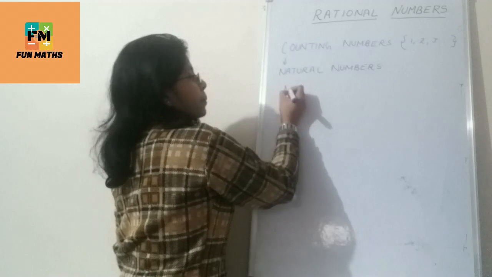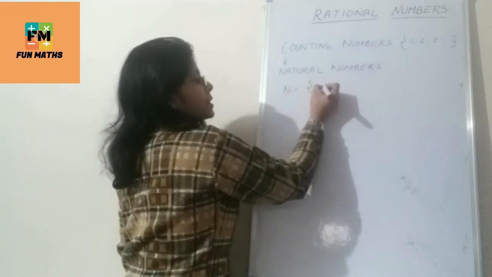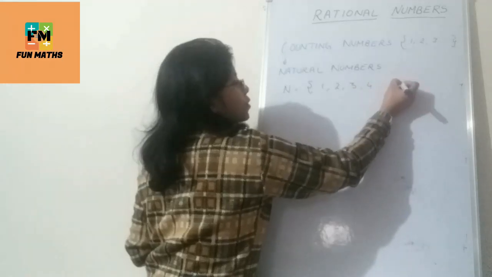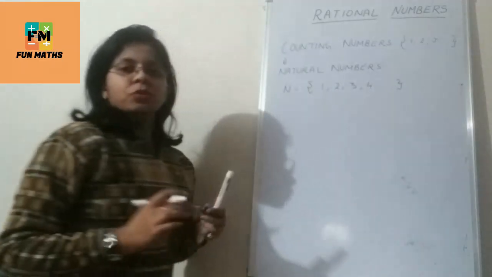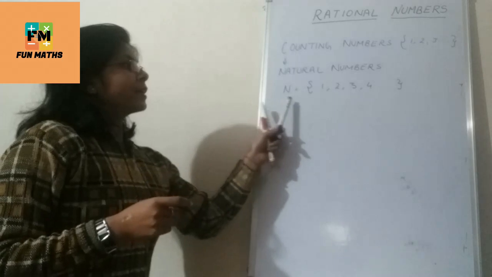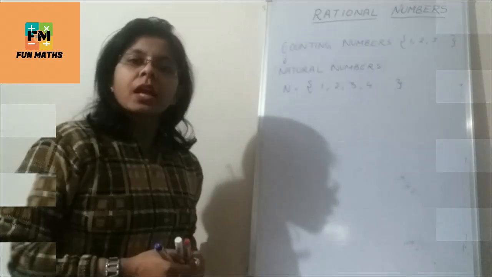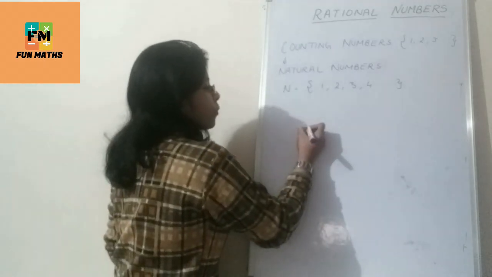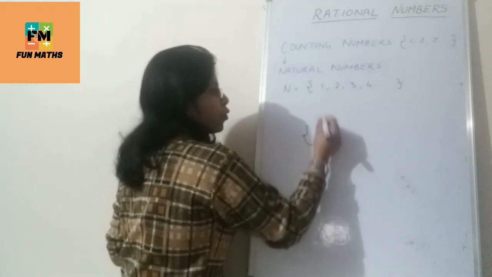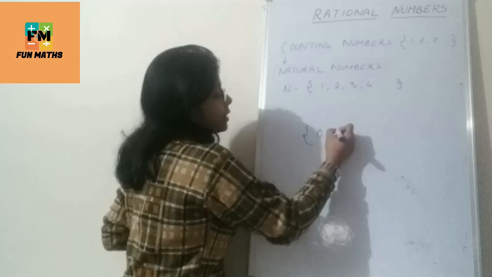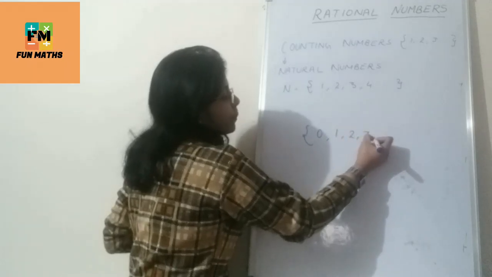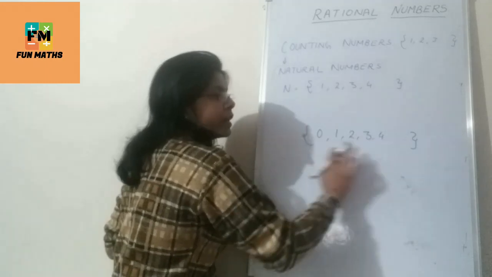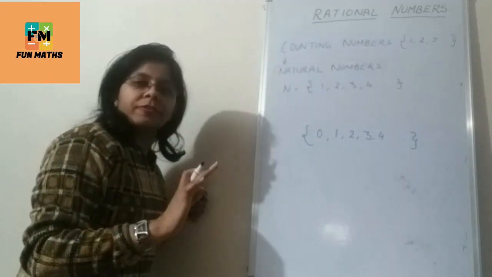It is represented by N, and we can represent this with the help of the set 1, 2, 3, 4 and so on. So N is equal to {1, 2, 3, 4, ...}. This represents the set of natural numbers. Now children, if we include one more number, which is 0, in this given set, then the set will become 0, 1, 2, 3, 4 and so on. It will go up to infinity, right?